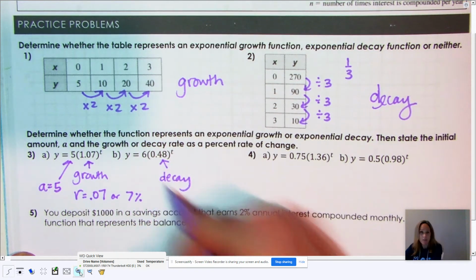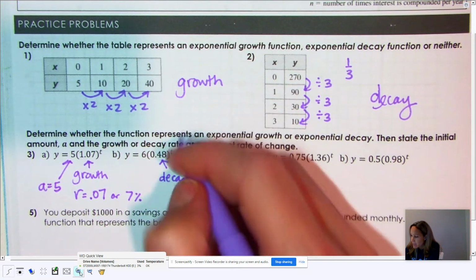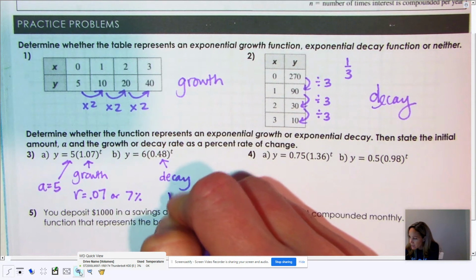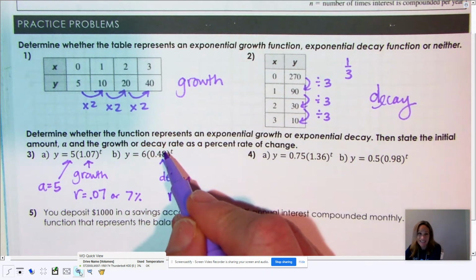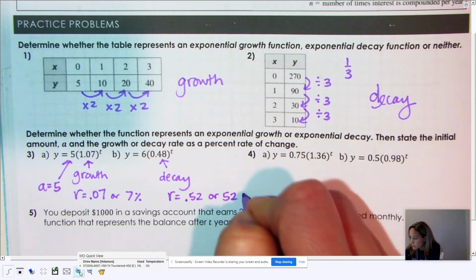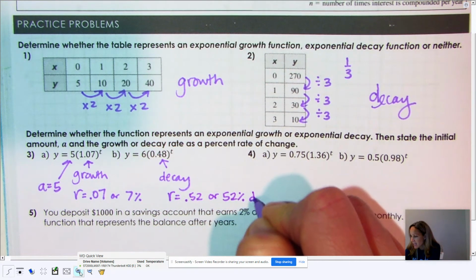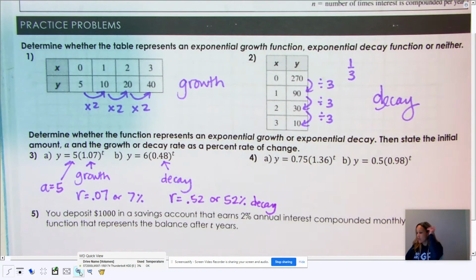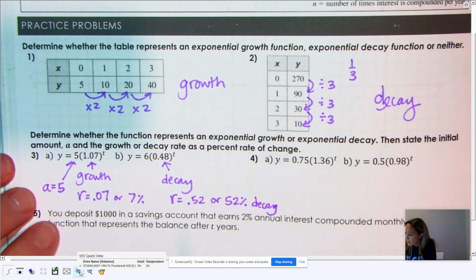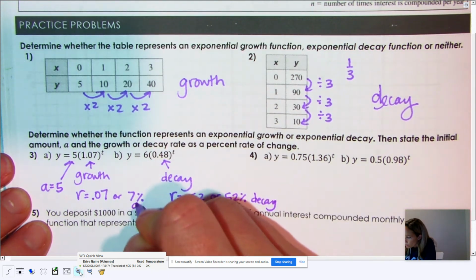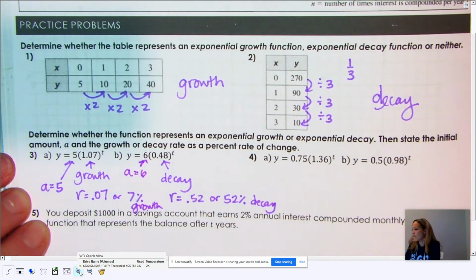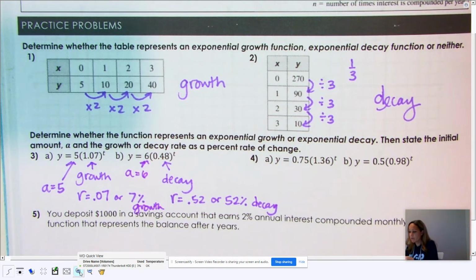This one, sorry, going back to part B, this one's decay, because it's smaller than 1, but still positive. And then the rate would be 100% minus this. So we would get 0.52 or 52% decay. So the rate of change, you might sometimes see it as a negative because it's going down. Okay, and this is 7% growth. And then our initial value here, A equals 6. I should have switched to a different color. Sorry about that. I will for number 4.